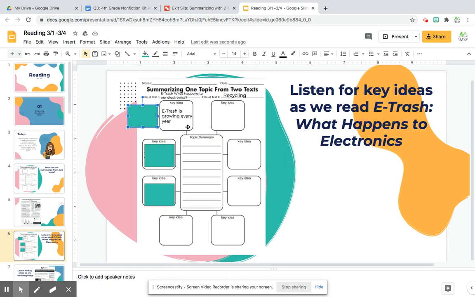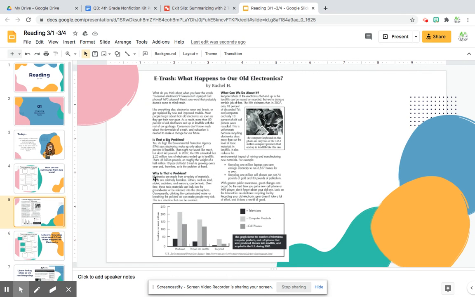Okay, well, let's keep on reading here as we go into the next heading on why is that a problem. Let's read. Electronics are made from a variety of materials. Some are relatively harmless. Others, such as lead, nickel, cadmium, and mercury, can be toxic. Over time, these toxic materials can leak into groundwater and be released into the atmosphere. Consequently, drinking the contaminated water or breathing the polluted air can make people very sick. This is a situation that can be avoided.